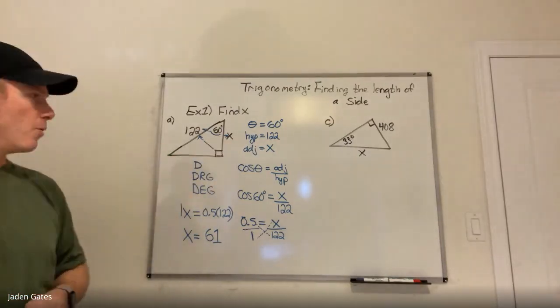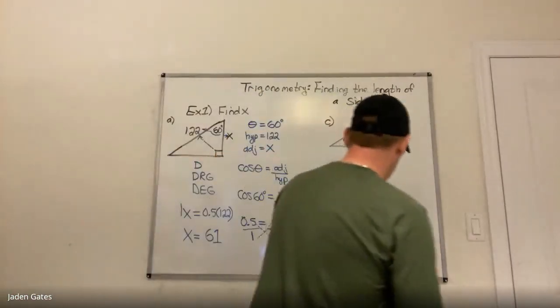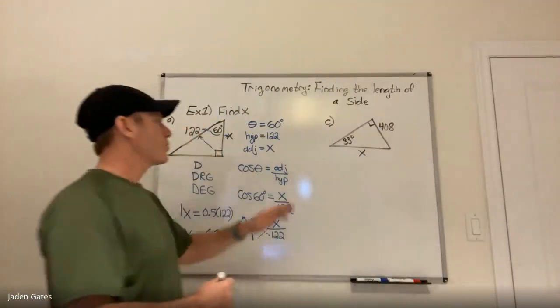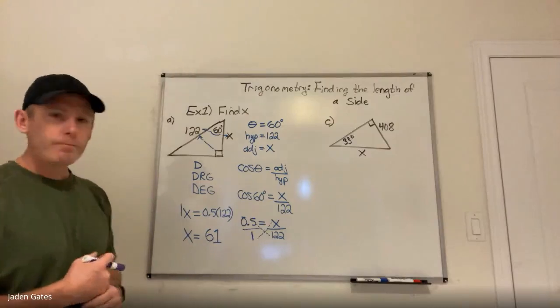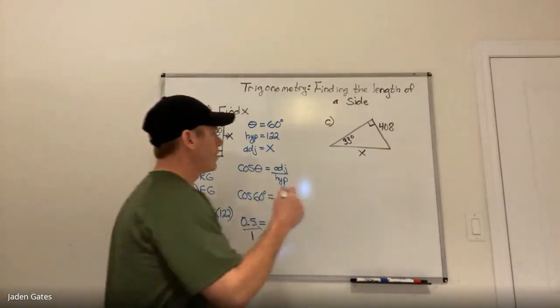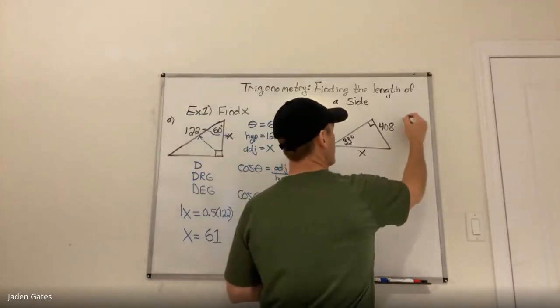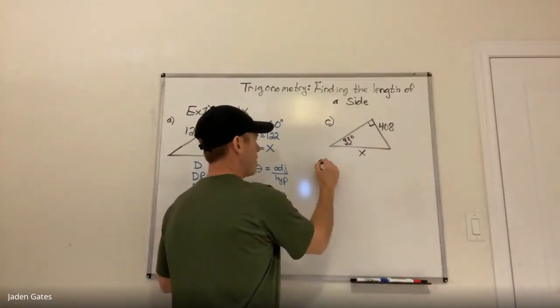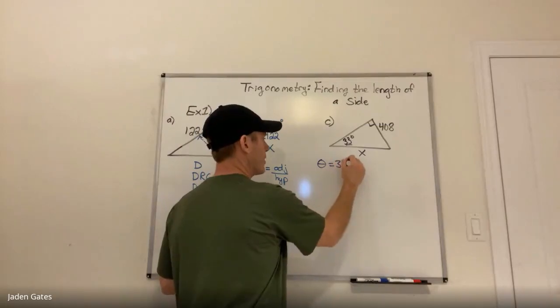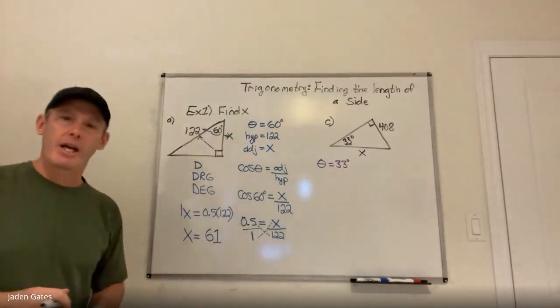All right, we're going to try another one. Again, following the steps I laid out. So again, I look at my diagram. I'm going to write down my given information. So again, there's my angle inside the triangle. So I know that my theta is 33 degrees. All right, now again, I have two sides.